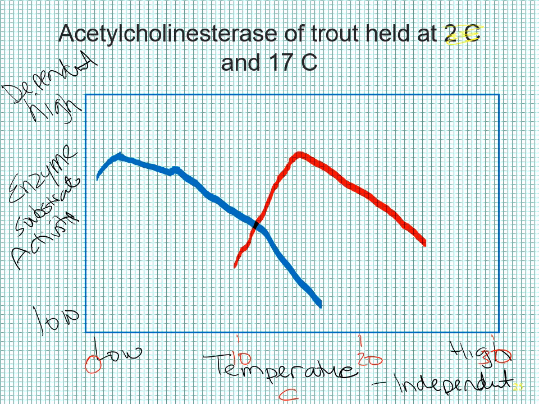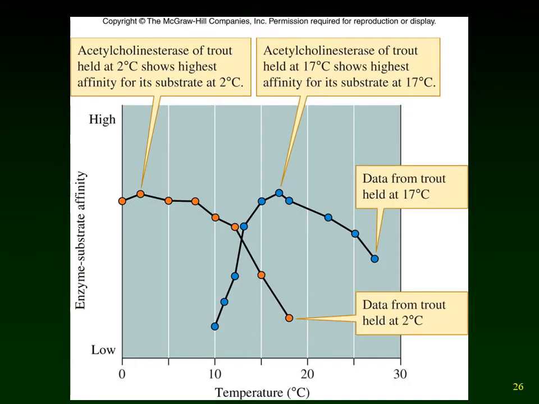So we have two different forms. We have the form that is peaking at 2 degrees Celsius, and we have the second form that is peaking at 17 degrees Celsius. So we have two curves for this. And that's the picture from your book, which is much better than the one that I drew. But you should be able to reproduce something like this on an exam question.